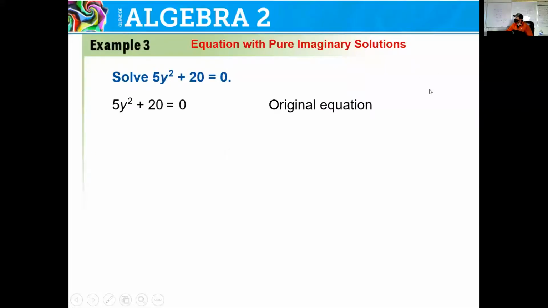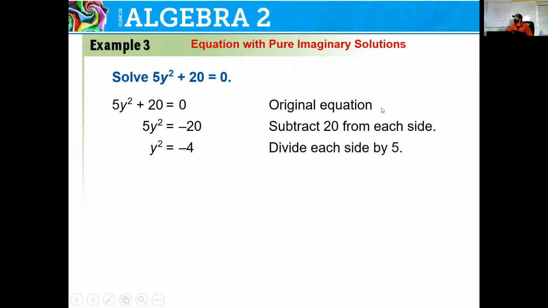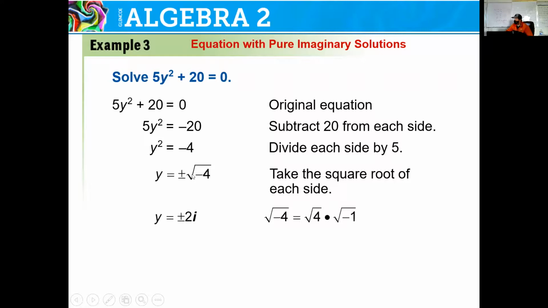So with the original equation, we subtract 20 from both sides to isolate the variable. We divide each side by 5. We take the square root. That's where the plus or minus comes from. Then it's broken down because negative 4 can be broken into the square root of 4 times the square root of negative 1. So our final answer is plus or minus 2i.